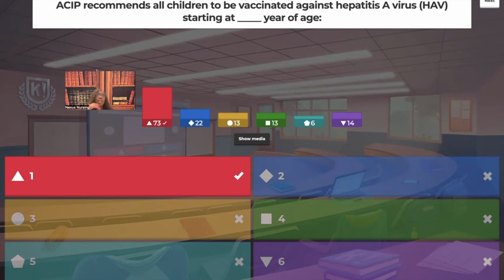Now, something else that you may get a question on, you need to know who's at highest risk for hepatitis A. Okay, so you need to know it's going to be, of course, your healthcare workers, your daycare workers, those that handle food, those that handle animals, those that work in sanitation, those that are in the military. Right? You need to know who are high risk for contracting hepatitis A. Make sure you know those.